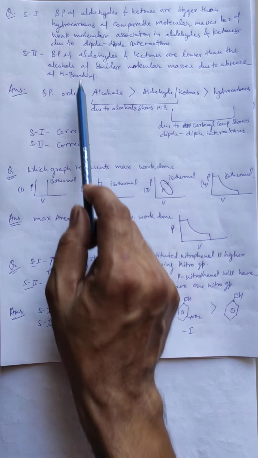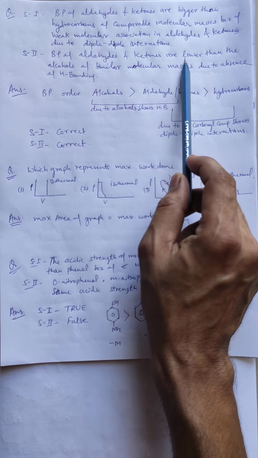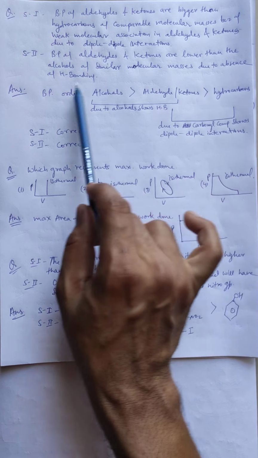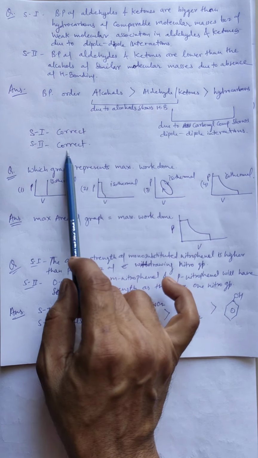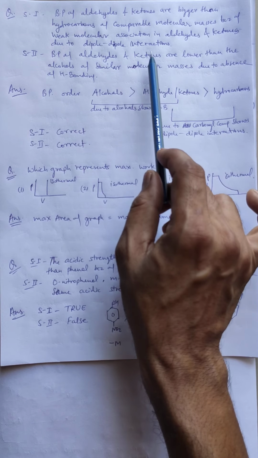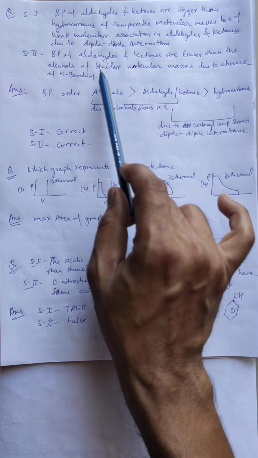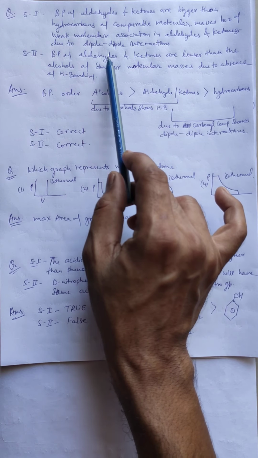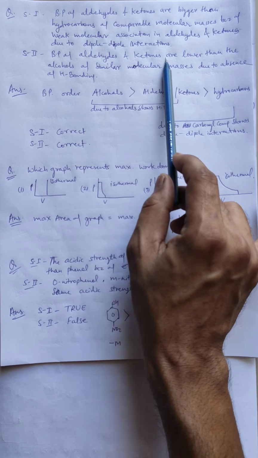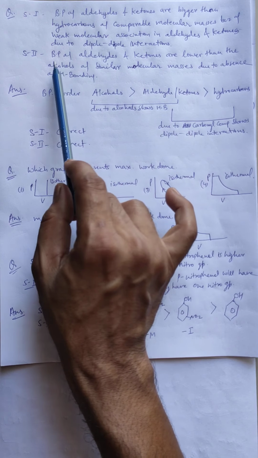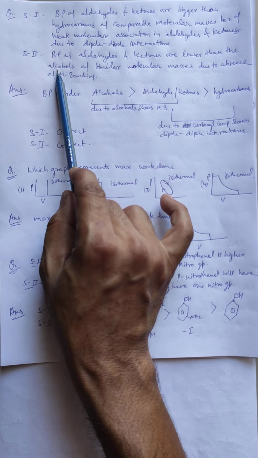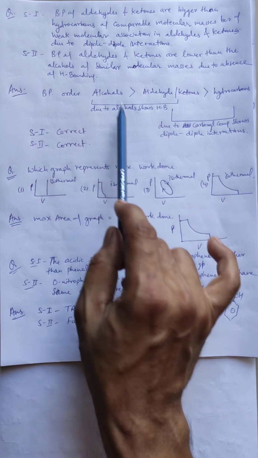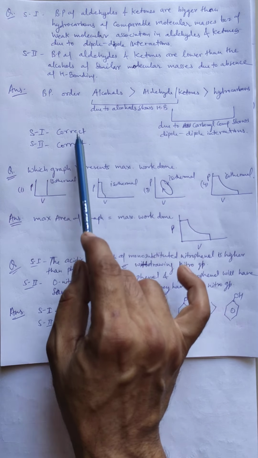Now the second statement, boiling point of aldehydes and ketones are lower than the alcohols of similar molar mass due to absence of hydrogen bond. It is also correct, because the boiling point of aldehydes and ketones are lower than the alcohols of similar molar mass due to absence of hydrogen bonding. It is also correct. So both statements are correct.